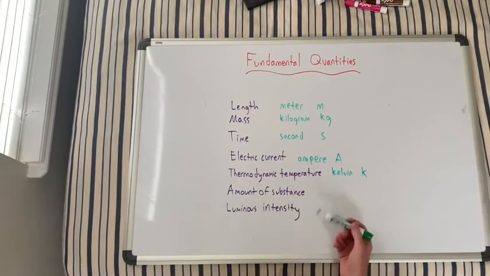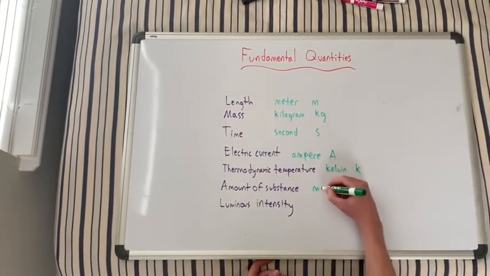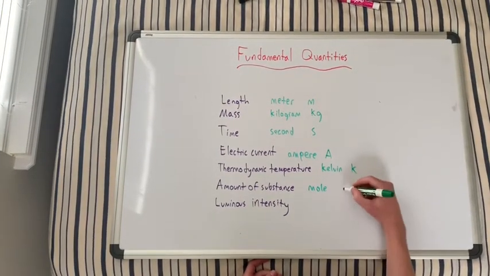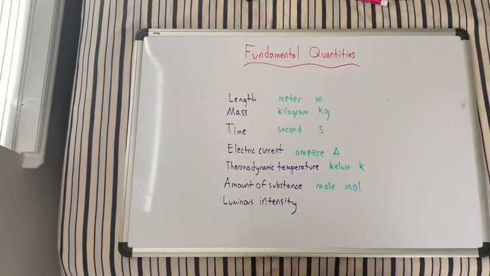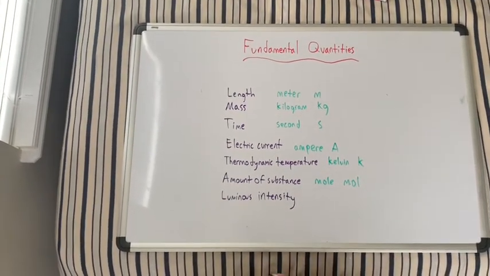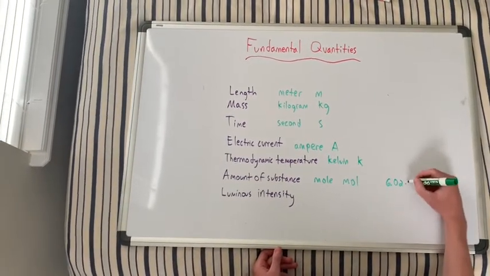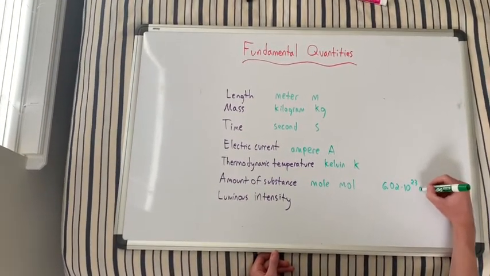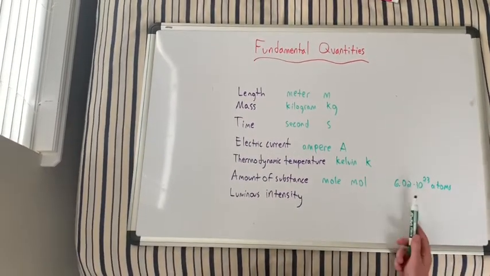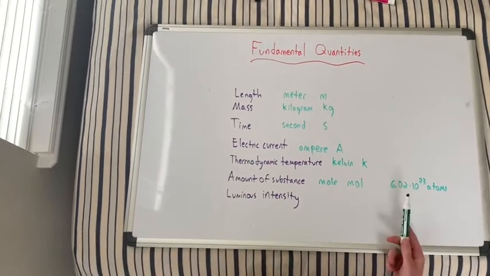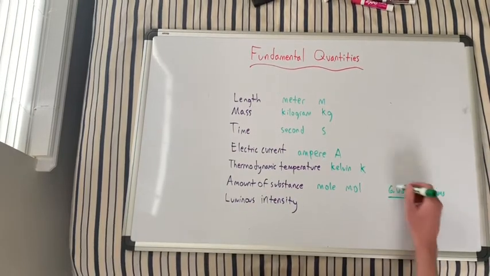So now we get to the amount of a substance. Now this is measured in moles, which is commonly abbreviated MOL, mole. Now a mole is based on Avogadro's number, which is 6.02 times 10 to the 23rd atoms. Now Avogadro's number is the number of atoms in 12 grams of carbon-12. And so this number is 1 mole.